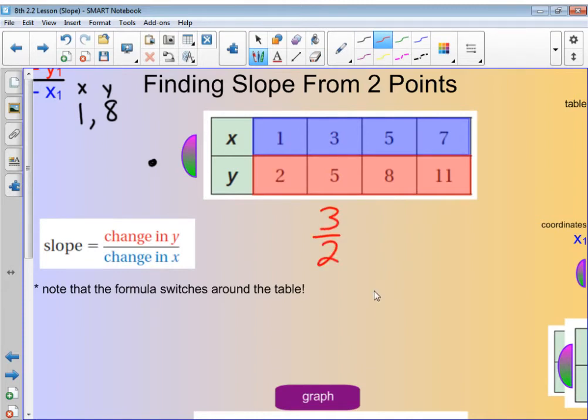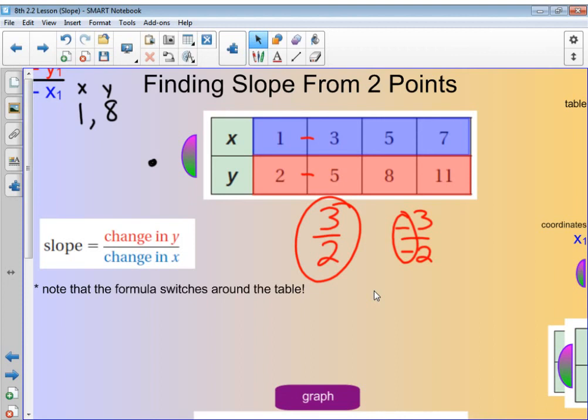But if you looked at this, if you worked left to right, you got negatives. So you had negative 3 over negative 2. Remember, 2 negatives make it a positive. So we ended up with, you should have gotten a positive 3 over 2. Okay, so that's working off of a table. Sometimes they give you a table.